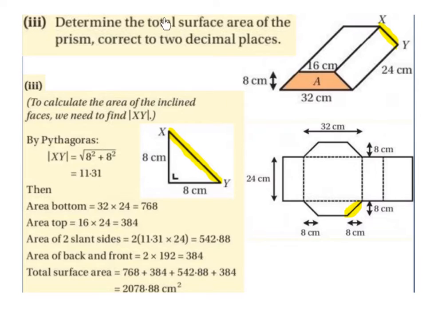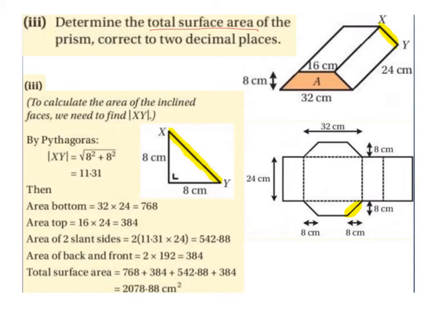Part 3, determine the total surface area of the prism corrected to 2 decimal places. So we basically need to find the area of all the surfaces, or the area of the net. So to calculate the area of the inclined faces, we need to find the distance from x to y. So I'm going to label this section here as xy. And if we have a look at the net of the shape, this length xy is the same as this length here.